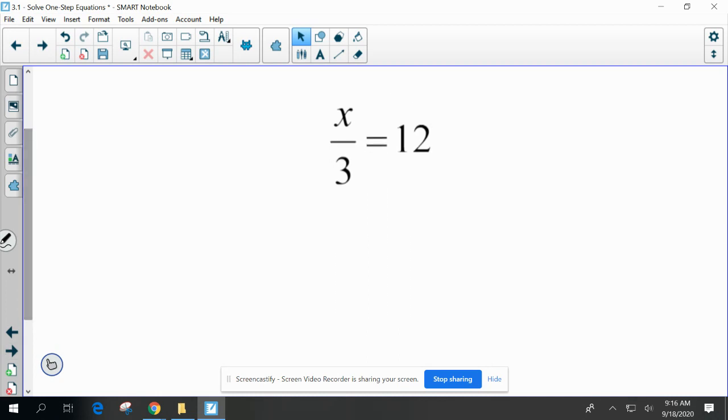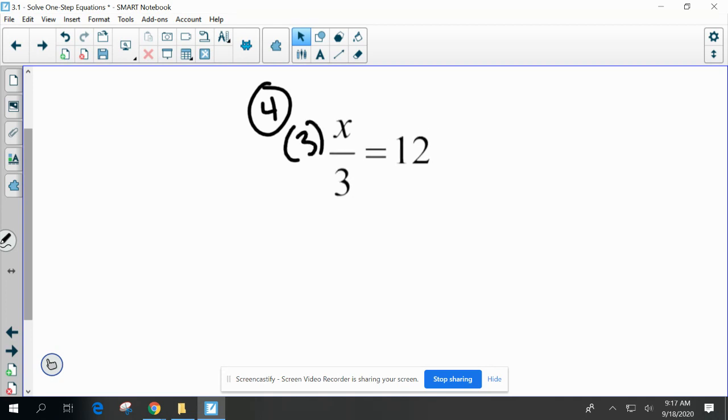Okay, number 4. x over 3 equals 12. So what's my operation there? Division. So the opposite would be to multiply. So I'm going to show that like this with parentheses. So my 3s are going to cancel, and I'm going to have x equals 36. Okay, we're going to move on to some fractions.